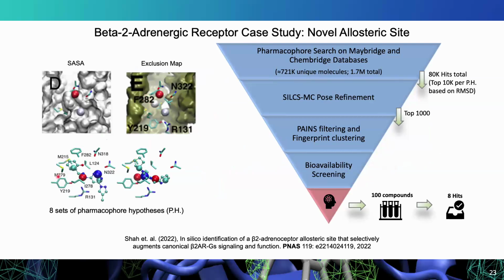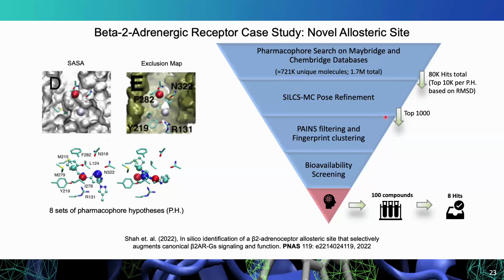These features were then grouped into 8 different pharmacophore hypotheses. 2 drug-like databases were subjected to pharmacophore screening using these hypotheses. Top 10,000 hits per hypothesis, that is 80,000 total, were then subjected to Monte Carlo pose refinement to get the refined poses and LGFE scores.